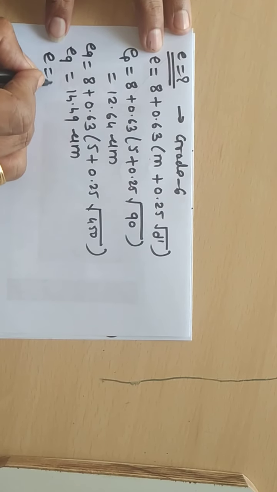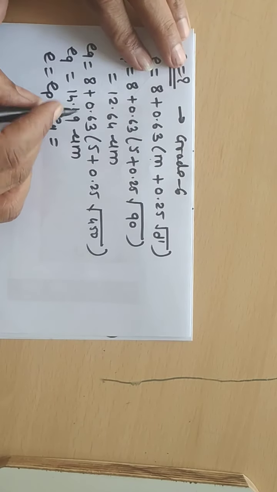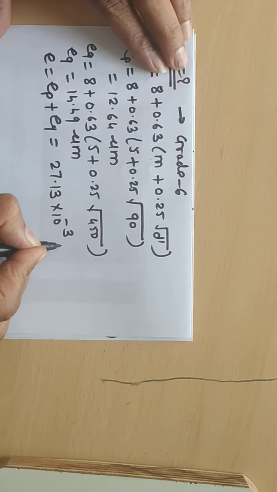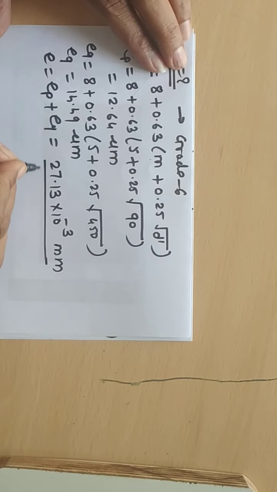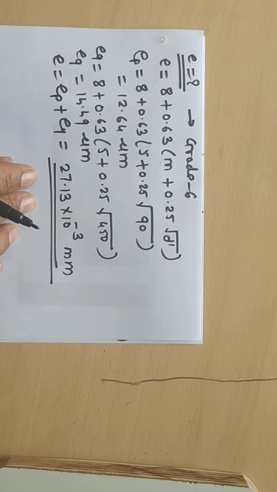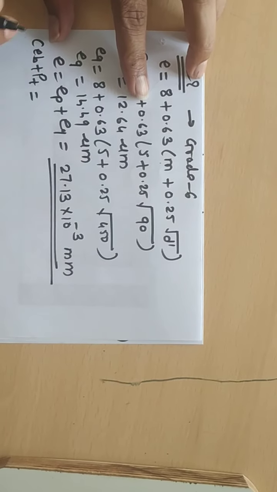Then total error E is nothing but EP plus EG, that is 12.64 plus 14.49, it is 27.13 micrometer, multiplied by 10 to the power minus 3, it is in mm. This is the value of error E. Now we have to find out the value of CEB plus PT.